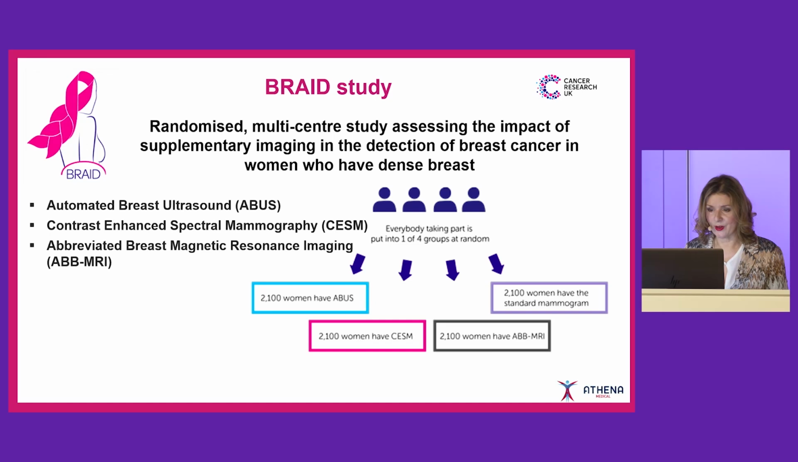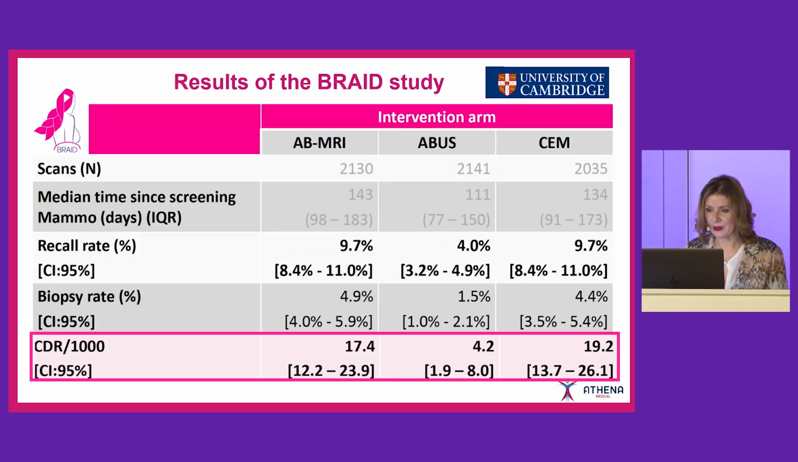And these are the results from the BRAID study. I'm happy to see Iris here with us. This study was done in Cambridge, where they compared ABUS versus contrast enhanced mammography versus abbreviated breast MRI. The detectability rate in the first round was approximately 4.2 cancers per 1,000 women screened. Iris is here with us, so maybe she can share some information about the second round, where we heard the great results yesterday.